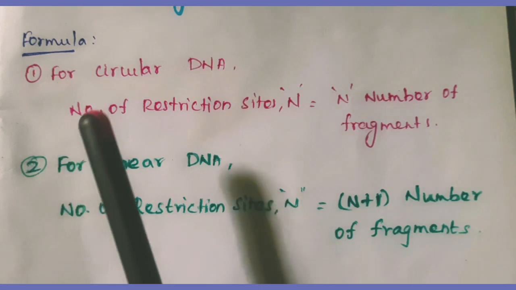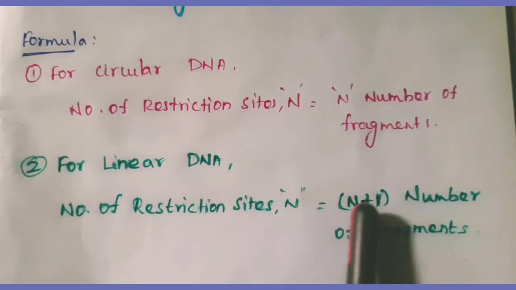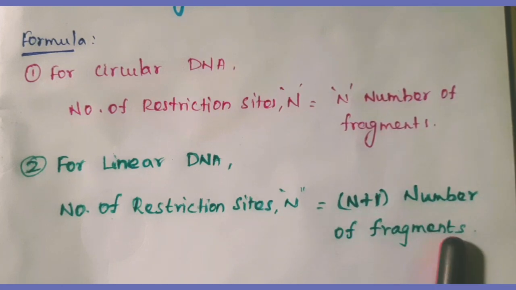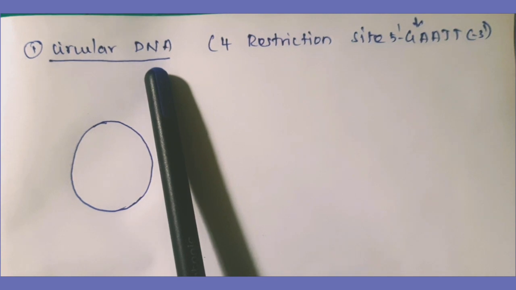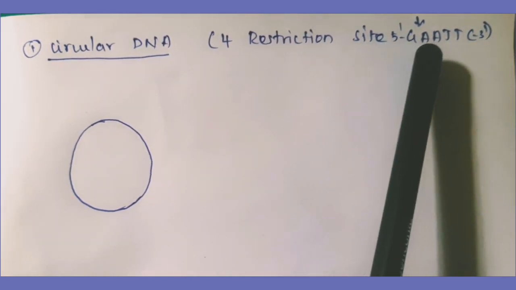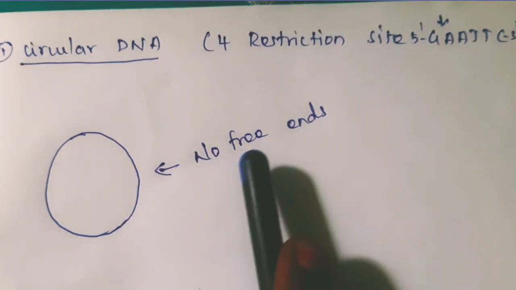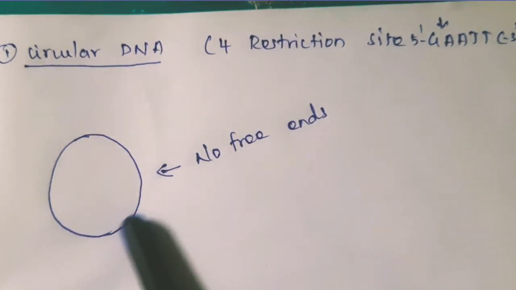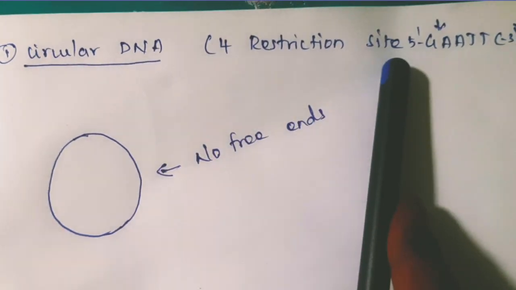So let's see how circular DNA is giving n fragments and linear DNA is giving n plus 1 fragments. First, let's see an example for circular DNA. The circular DNA has 4 restriction sites for EcoRI. This circular DNA doesn't have any free ends, so it is a closed circular DNA.